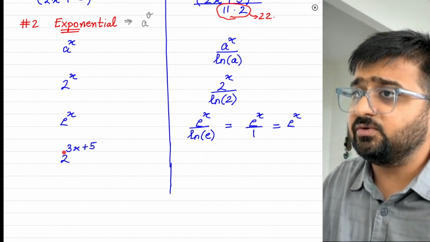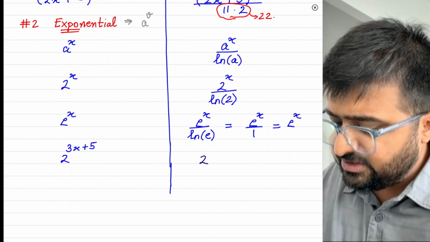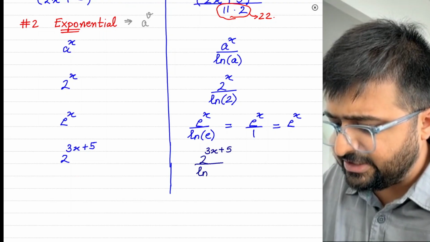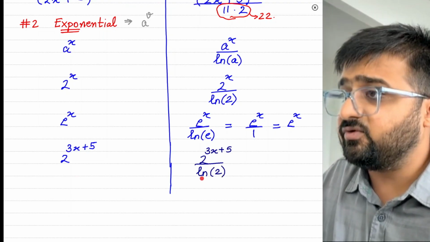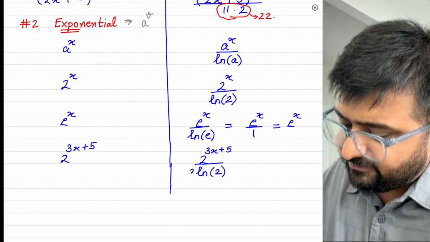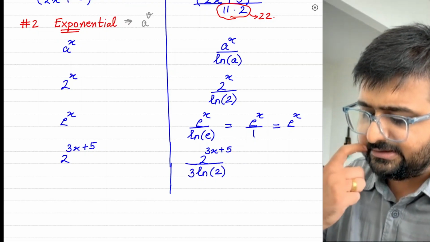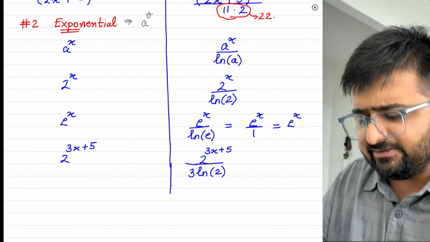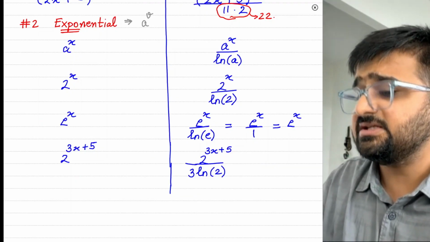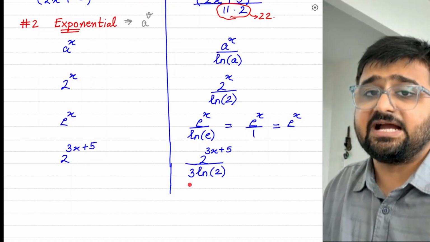So integral of 2 to the power 3x plus 5 is 2 to the power 3x plus 5 divided by ln 2, but you have to divide by the coefficient of x. Coefficient of x here is 3, so you have to write that 3 in the denominator. That's the result. Okay, so remember, whenever there is a linear term, after integrating by applying the same formula, just divide by the coefficient of x. I hope that makes sense.